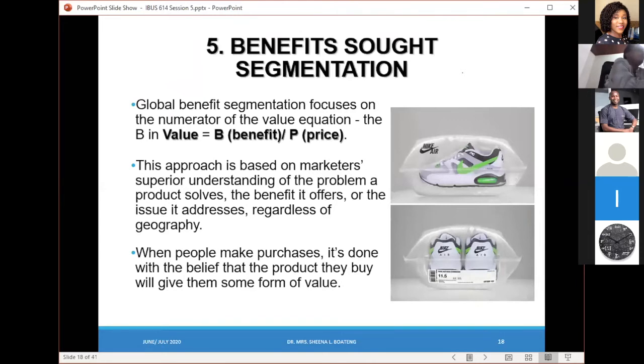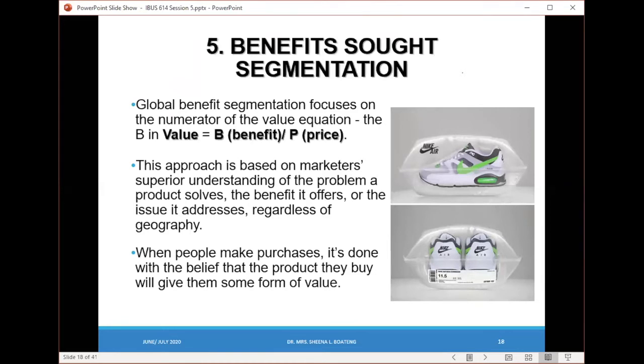as we go along. But for now, we need to appreciate the value equation, being that when you are targeting, when you are segmenting the customer base, you need to be able to appreciate the level of value that each of them are looking for. And this is calculated as an outcome of the benefits that you are offering the customer divided by the price that you are asking them to pay for it. So that's it for benefit segmentation.